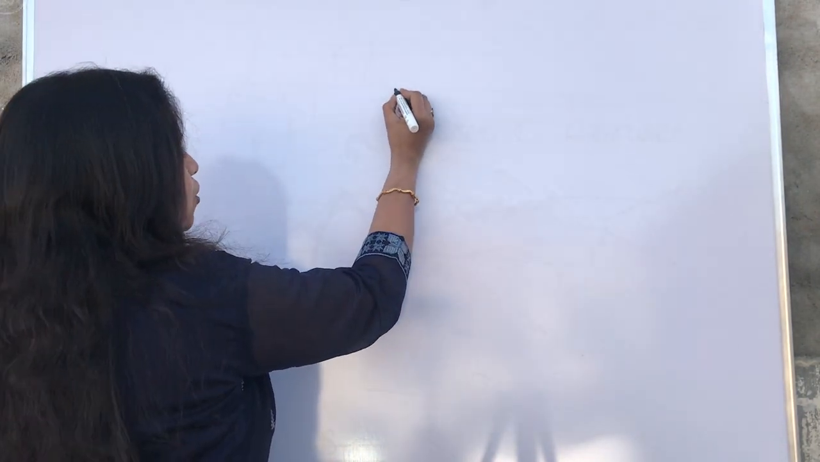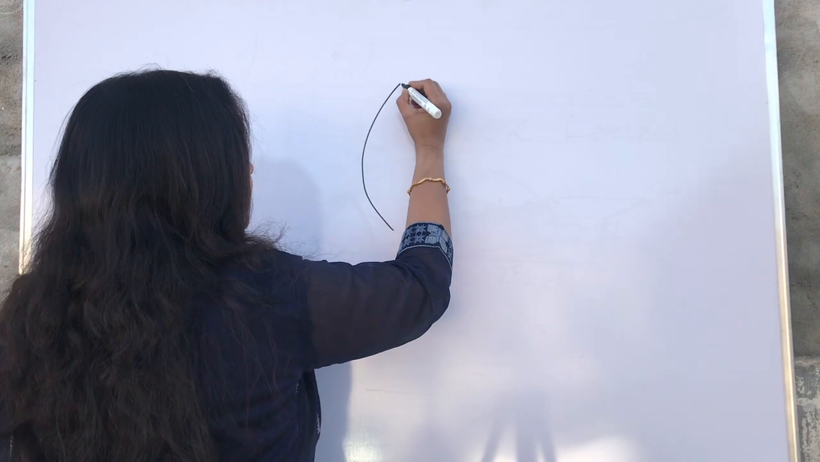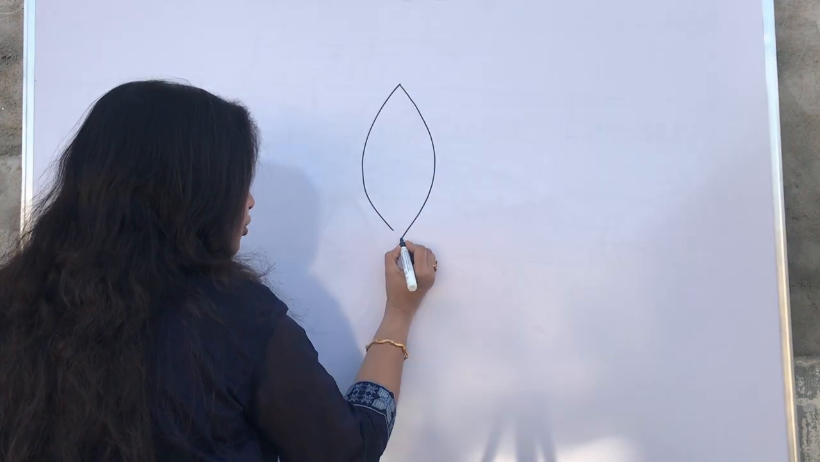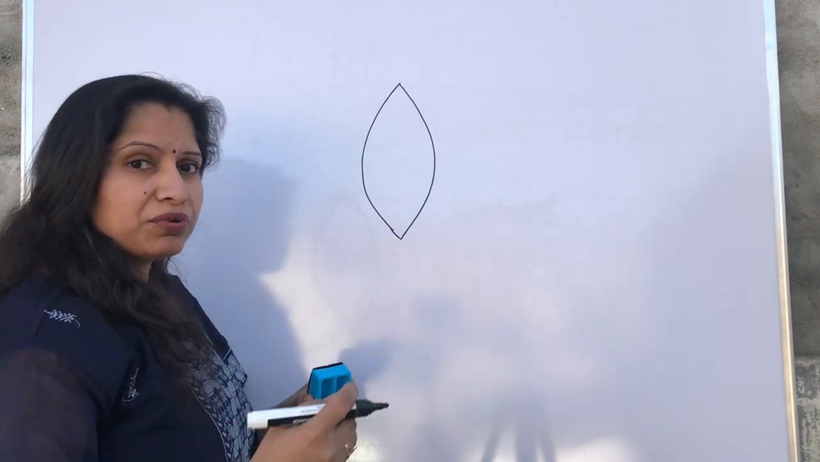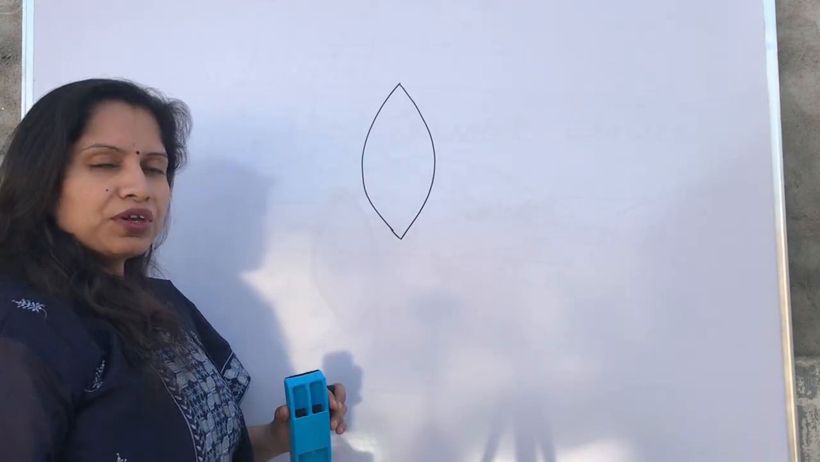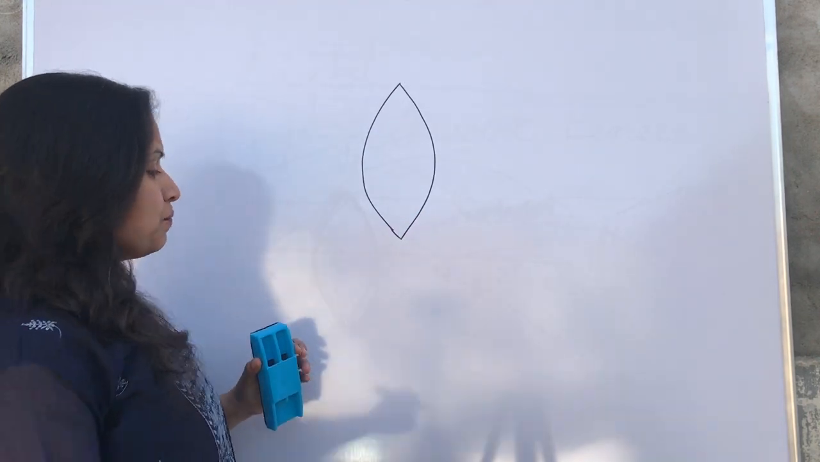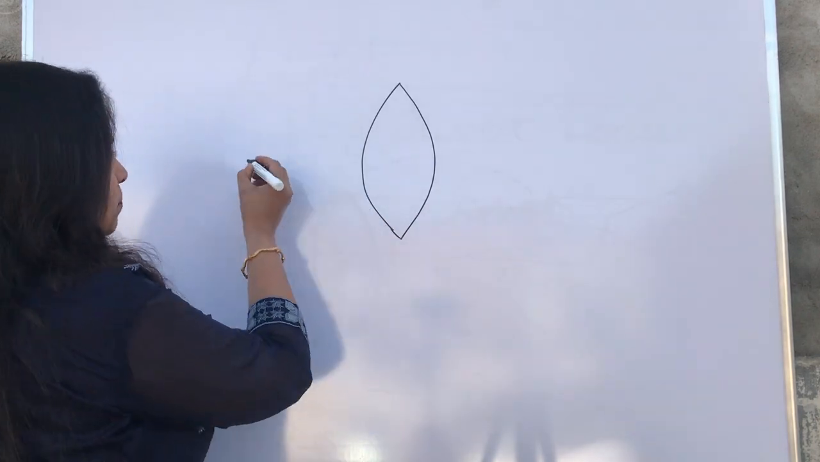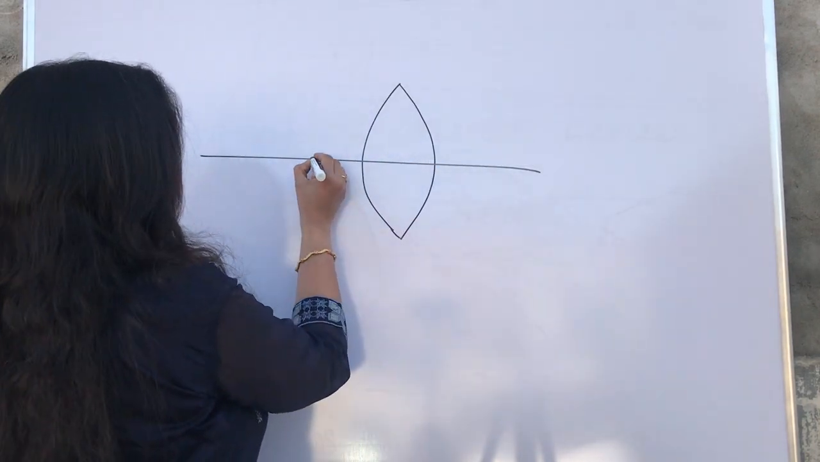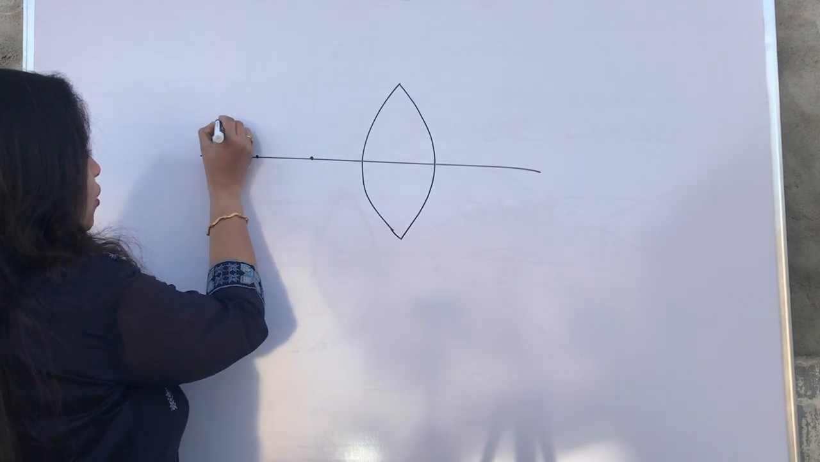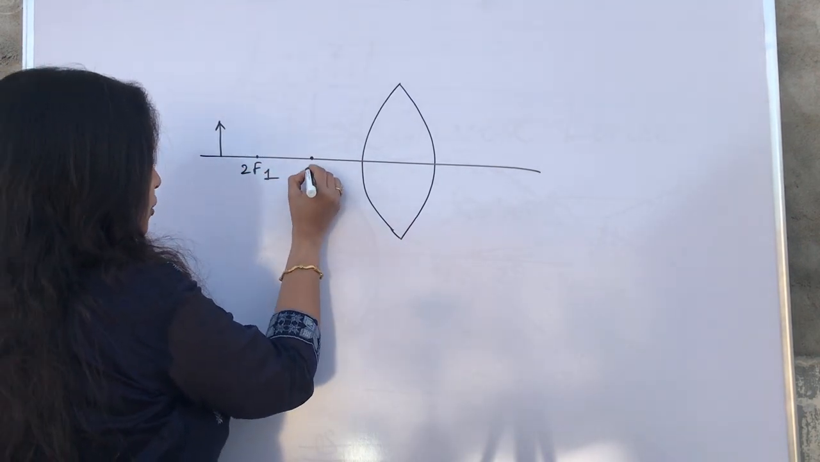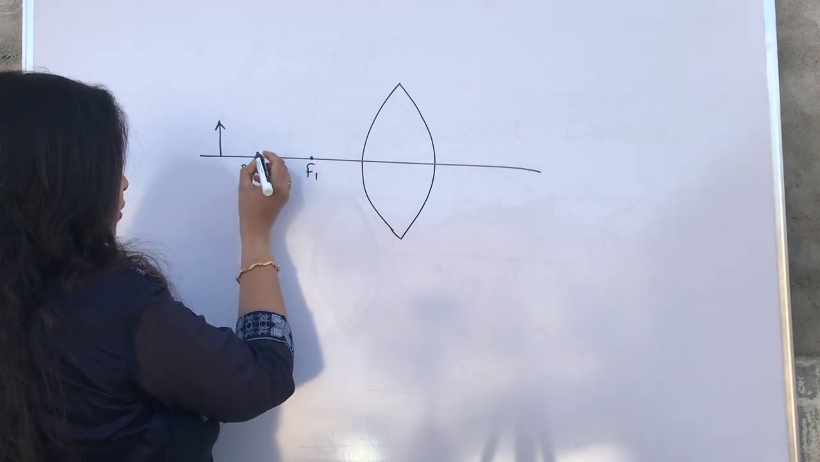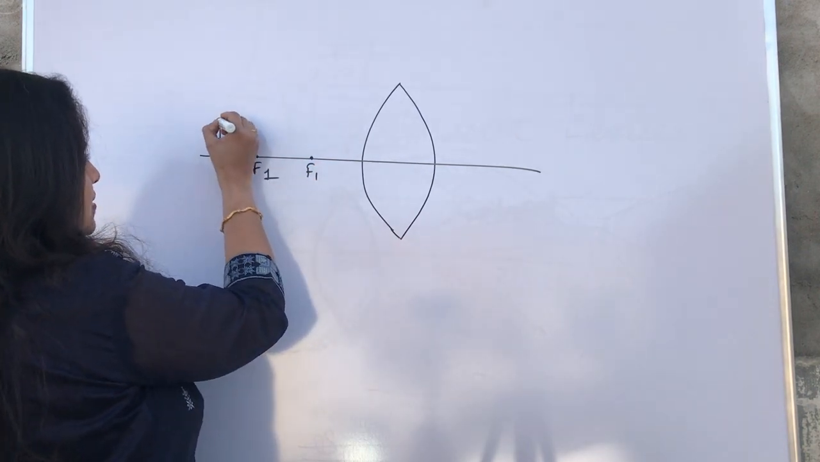Now the second condition is when the object is not at infinity, we are going to bring the object closer. As we have seen for concave mirrors, slowly we were bringing the object closer. So we are going to do the same thing here also. Now we are not placing it at infinity, but beyond 2F1 we are going to place our object. This is F1, 2F1. Beyond 2F1 we are going to place the object.